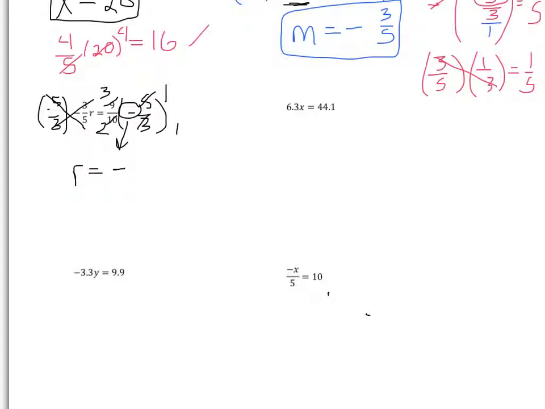We've done all our reduction and cancellation, so all we have to do is multiply straight across. 1 times 3 is 3. 1 times 2 is 2. And that's the answer we're looking for.